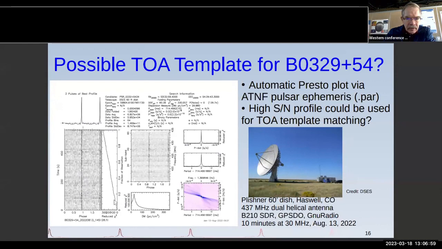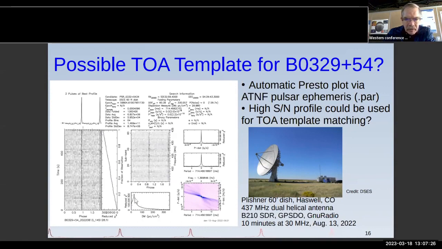This is your reduced chi-squared, which is basically showing that your signal to noise ratio is increasing the whole time. So this looks very good when your signal to noise ratio is increasing. This is your frequency and phase plot. And in this case, I went right up the middle of the ham band. There's not many hams out there in Haswell, and it's quiet. So I just went right up from about 415 to 435 megahertz.